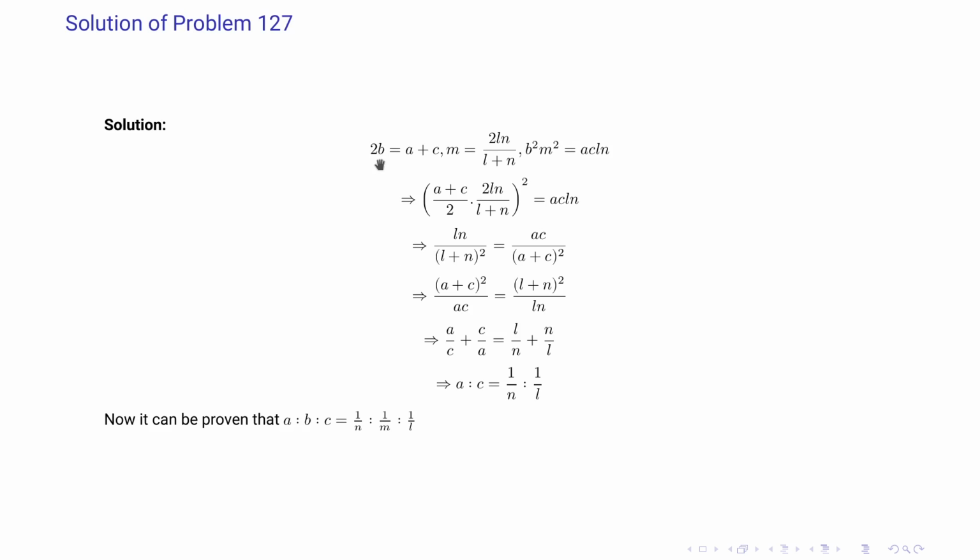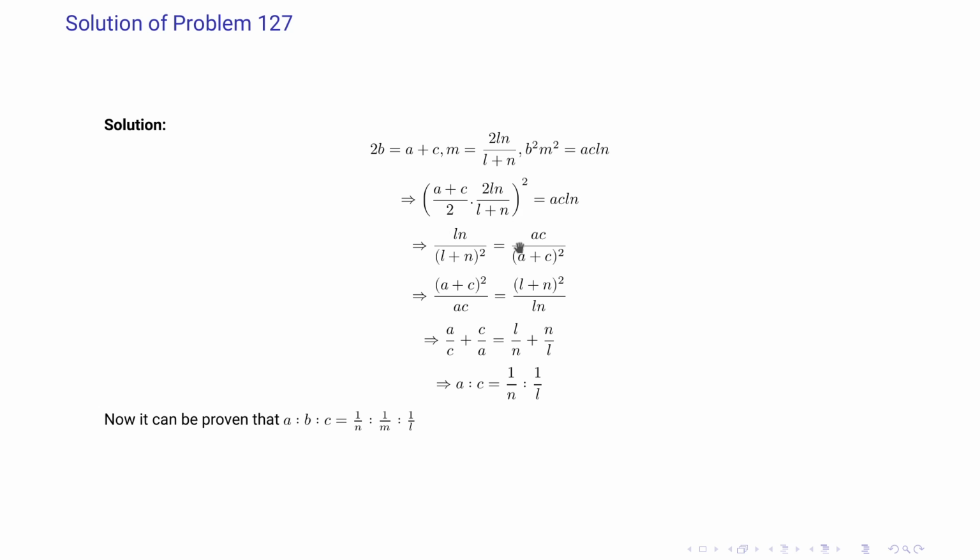So we are given that 2b is equal to a plus c, m is equal to 2ln by l plus n, and b square m square is equal to ac ln. So we have written the relationship of the middle term with the extremes. From this, we substitute the values of b and m. So it becomes a plus c by 2 into 2ln by l plus n whole square is equal to ac ln. Now I cancel out 2, and then we will have a plus c whole square by l plus n whole square is equal to ac ln.